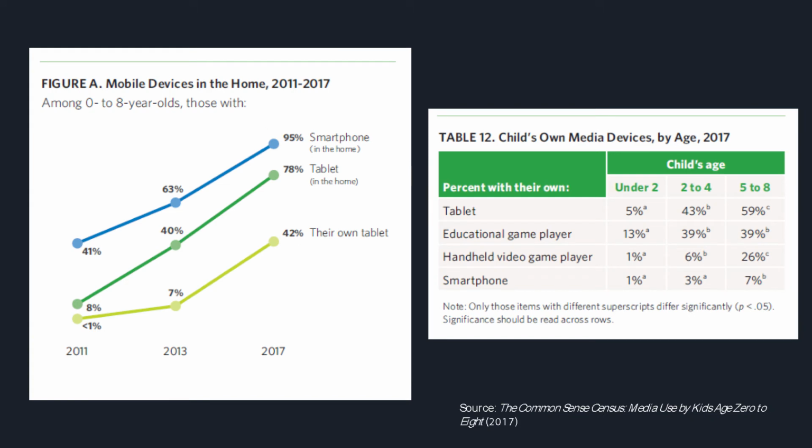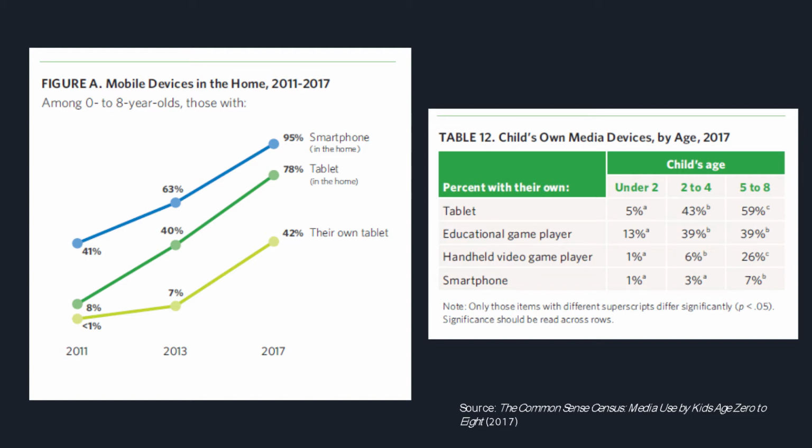So as expected, mobile device use in kids is also on the rise. These data are from a survey of parents of children 0 to 8 years old. They surveyed parents in 2011, 2013, and 2017, and you can see that even in that short amount of time, a 6-year span, there's a huge difference in the number of devices in the home. From less than 1% of kids 0 to 8 having their own tablet in 2011, up to almost half of kids in 2017.